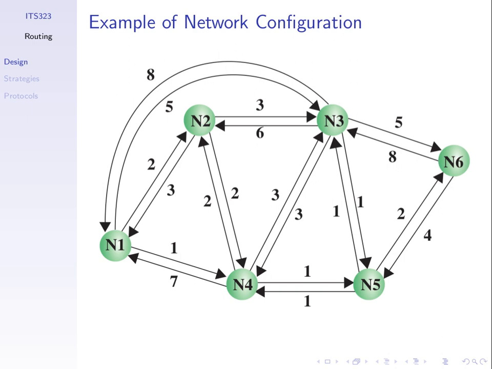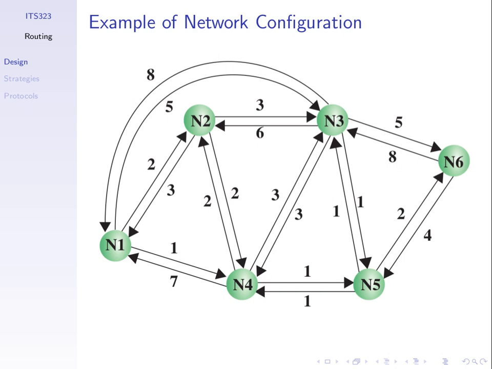I think from N6 to N1, if you went 6, 5, 4, 1, that has a cost of 4 plus 1 plus 7 is 12. Another path, 6 to 5 to 4 to 2 to 1, has a cost of 4 plus 1 plus 2, which is 7, plus 3 is 10. Any lower cost path than 10? Six to five to three has a cost of 5, and then to N1 is 13. Okay.